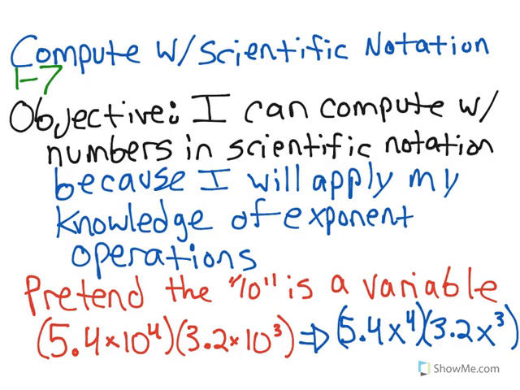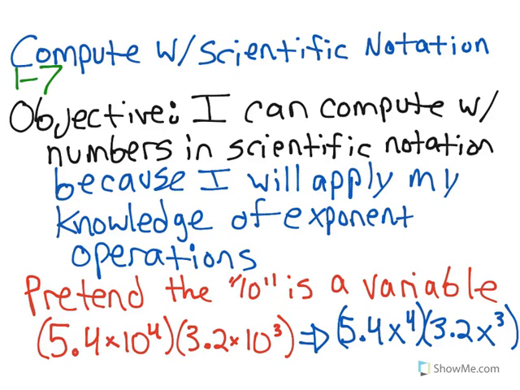Alright, this is pre-algebra chapter 1, lesson 7. We're going to talk about computing with scientific notation, doing calculations with scientific notation. Now, our objective is, as the student, I can compute with numbers in scientific notation because I will apply my knowledge of exponent operations, such as the things that we learned earlier in this chapter.